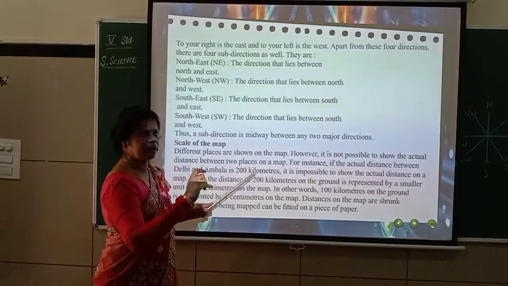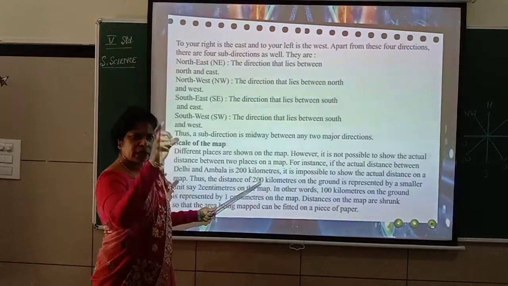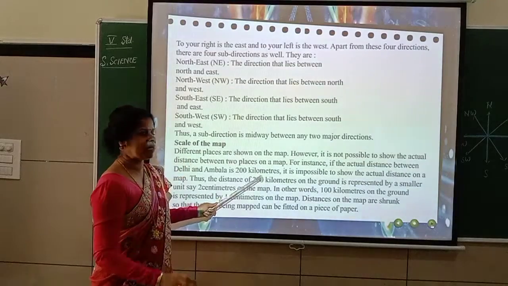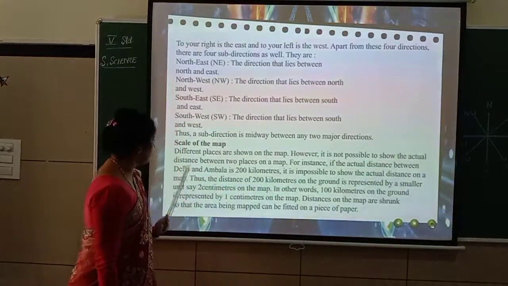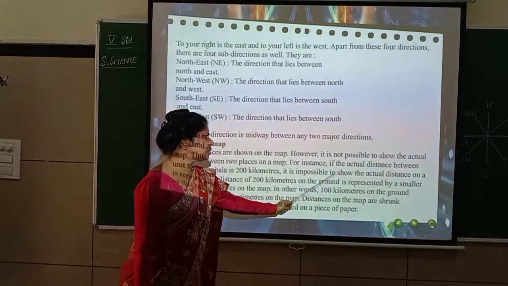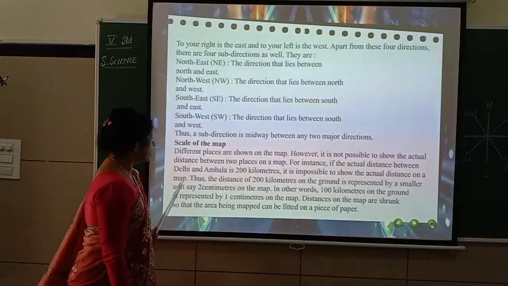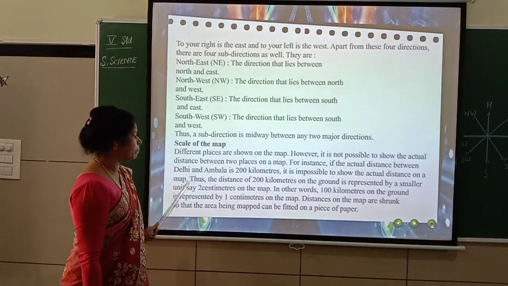That means 100 meters is equal to 1 centimeter. Like that they will show the scale. So that way the map will be designed. Did you understand? So for instance, if the actual distance between Delhi and Ambala is 200 kilometers, it is impossible to show the actual distance on a map. That means for 200 kilometers you cannot make a map.